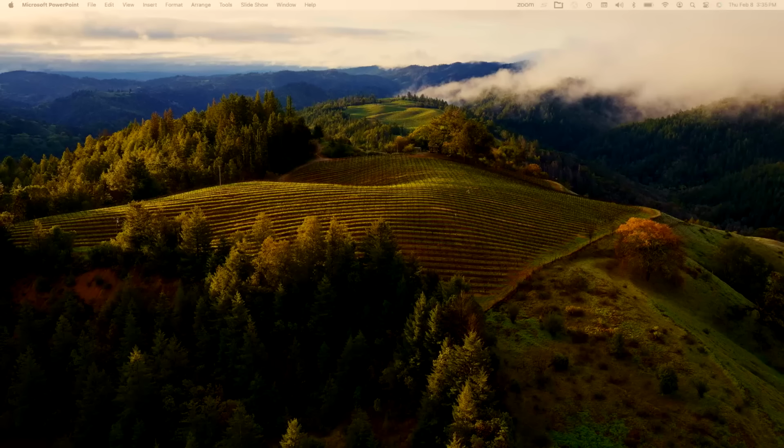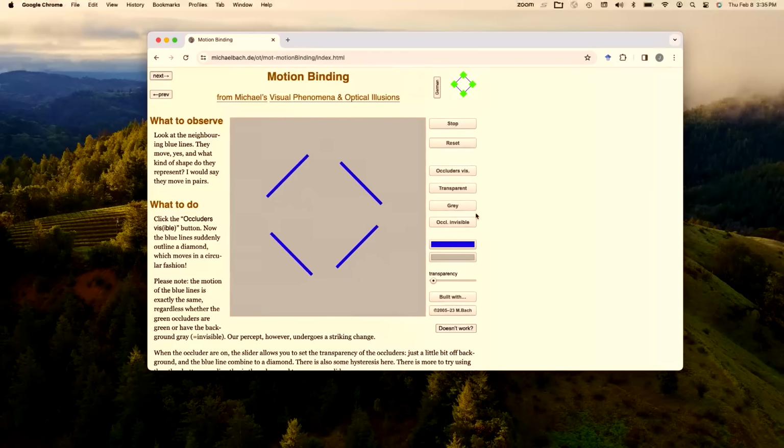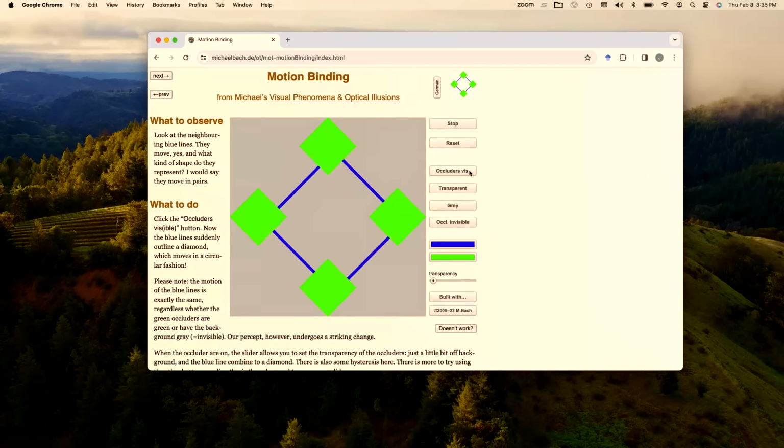Okay, here's another example in the motion domain, which I will show you real quick. Okay, so here we have some line segments, okay? And it looks like there's these two pairs of line segments that are moving more or less independently, right? Okay, so what I'm going to do is add some other shapes to this display, and it's going to totally change the motion that you see. Okay. So now you probably see a diamond that's moving around in a circle, right?